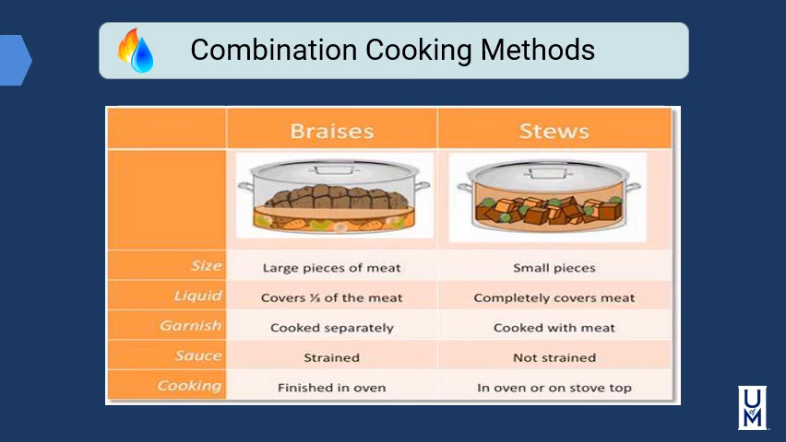And then the cooking method: braises are typically started on the stove and finished in the oven, whereas stews are typically started on the stove and will stay on the stove, although they can be covered and put in the oven as well. But you have more control on the stove because you can control the amount of heat it's getting, and honestly, you can look at it from time to time and marvel over the stew that it is.